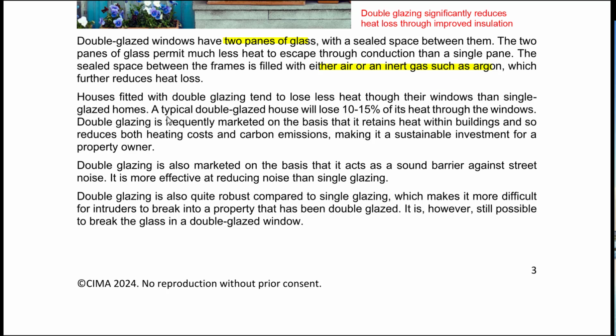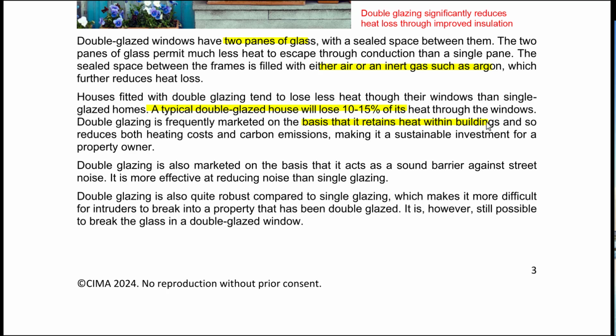And in fact, we can see in the figure here that compared to the 70%, was it, with a single pane glazed house, a typical double glazed house will lose 10 to 15% of its heat through the windows. So we're looking at a 55% reduction in comparison to a single pane glazed house. And so we can see it's also marketed on the basis that it retains heat within buildings.